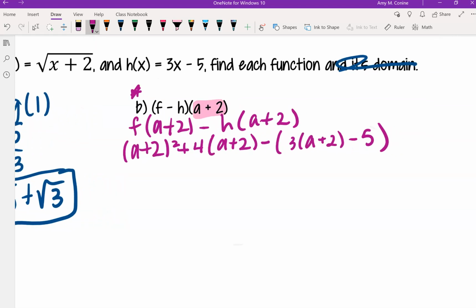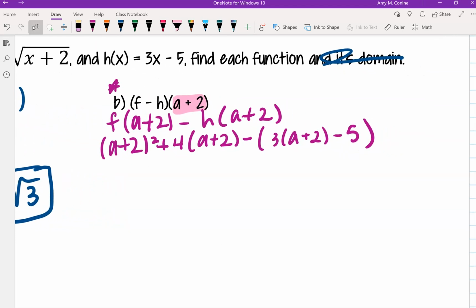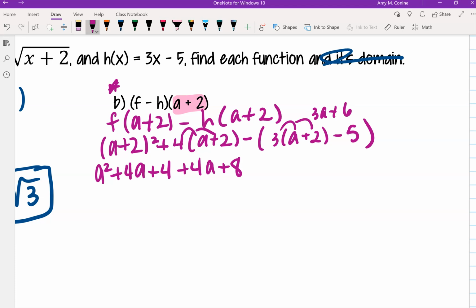Right, so there's my substitution. So you can see that we have a lot to do. So we have to expand and FOIL this first term, and then we've got a lot of distributing to do. So I'm going to do my little shortcut of my expand and FOIL. So I get a squared plus 4a plus 4 plus 4a plus 8. I'm distributing. And then here we should get 3a plus 6 minus 5. So really 3a plus 1. And then we have this negative out front. So minus 3a minus 1.